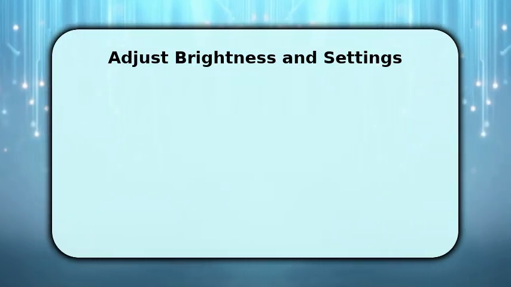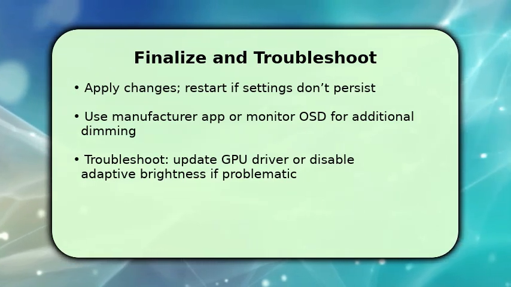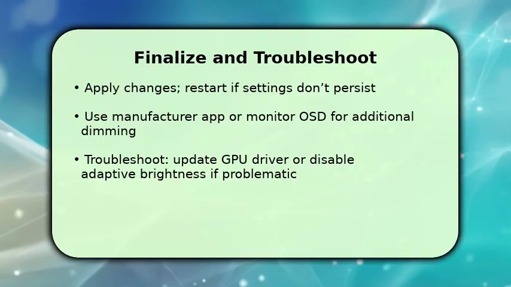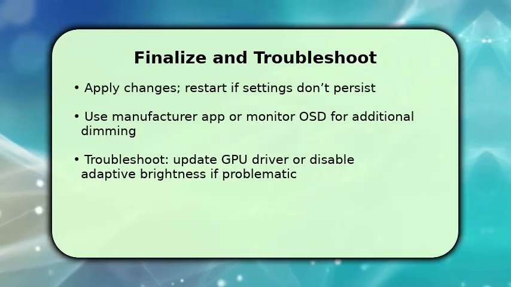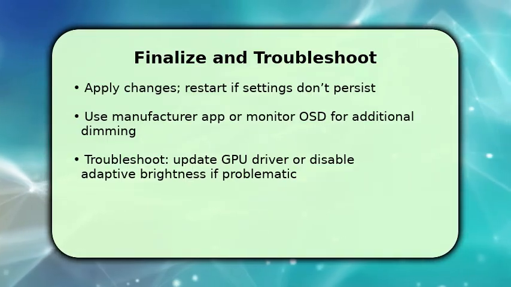Finish by applying your changes and observing the screen under normal lighting. If settings don't persist, restart Windows to ensure they stick. If you still need lower brightness, use the laptop vendor's control app or the monitor's on-screen display for extra dimming.